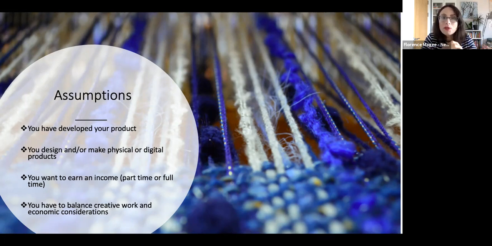I've assumed as well that you want to make an income for yourself, whether part-time or full-time. So therefore, you will have to balance creative considerations and economic considerations. So you are very much looking at what this business can provide you with.